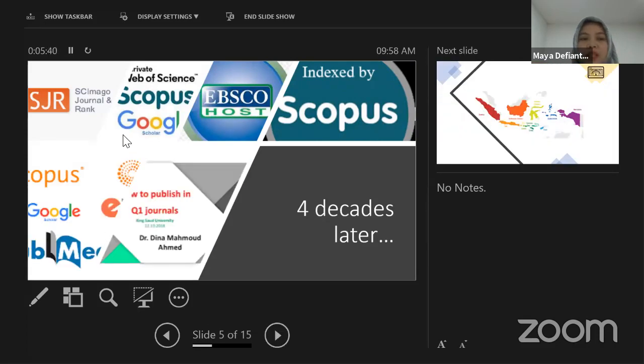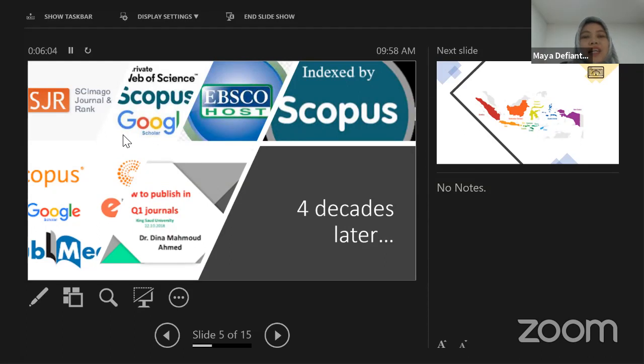So we are now familiar with SCImago ranking journals, EBSCO journals, that is, articles that are indexed by Scopus, and so on and so forth. And writing for publication in reputable journals has become every academician's purpose for decades.